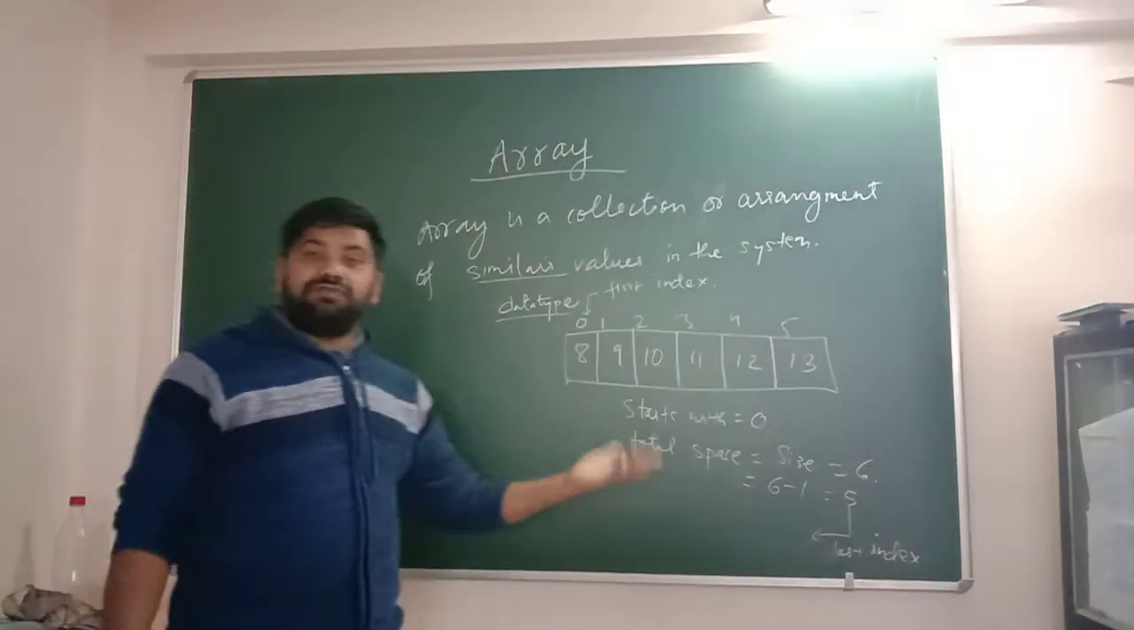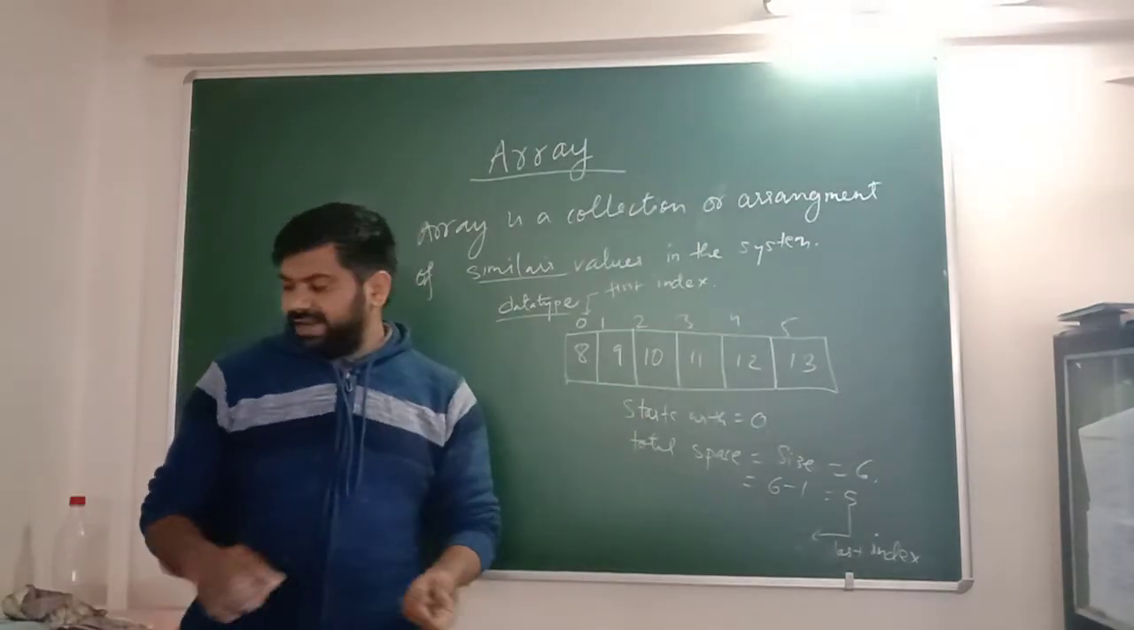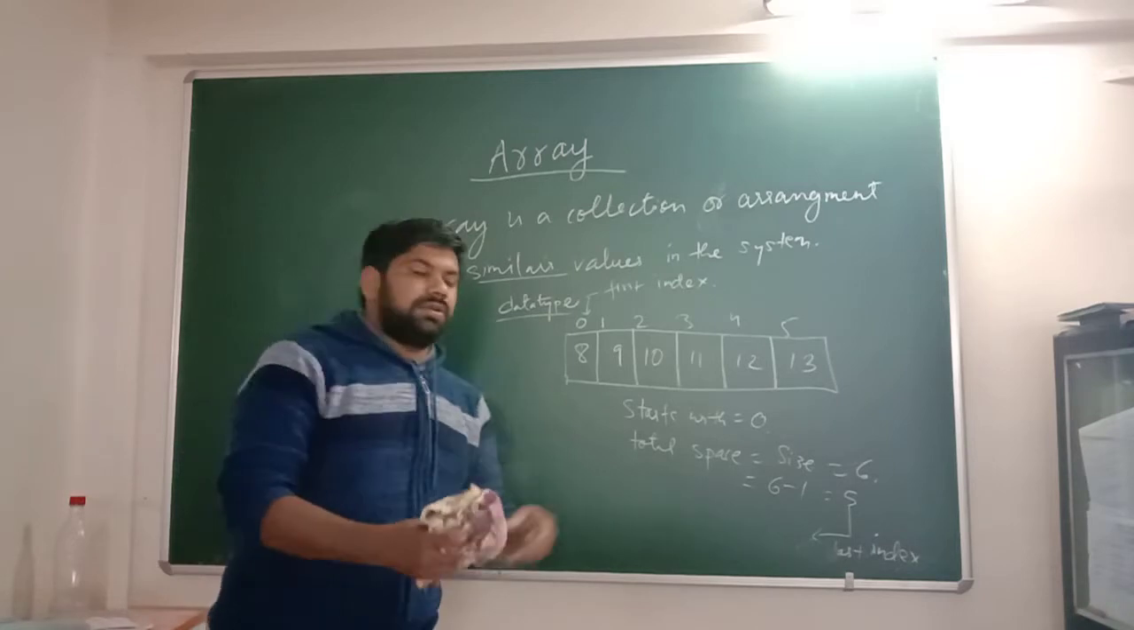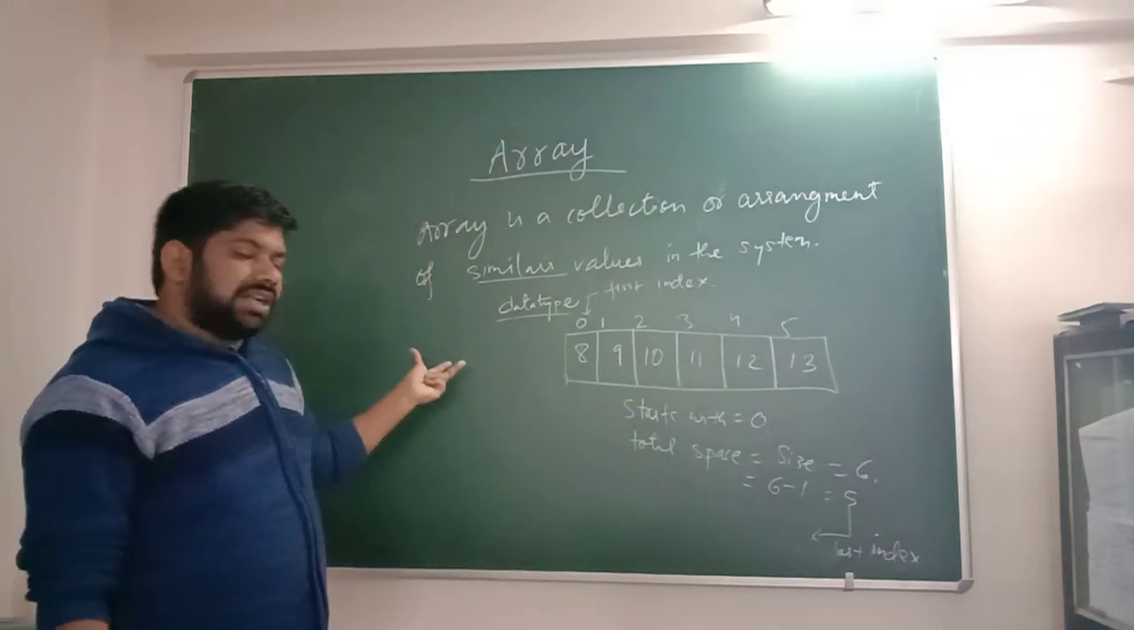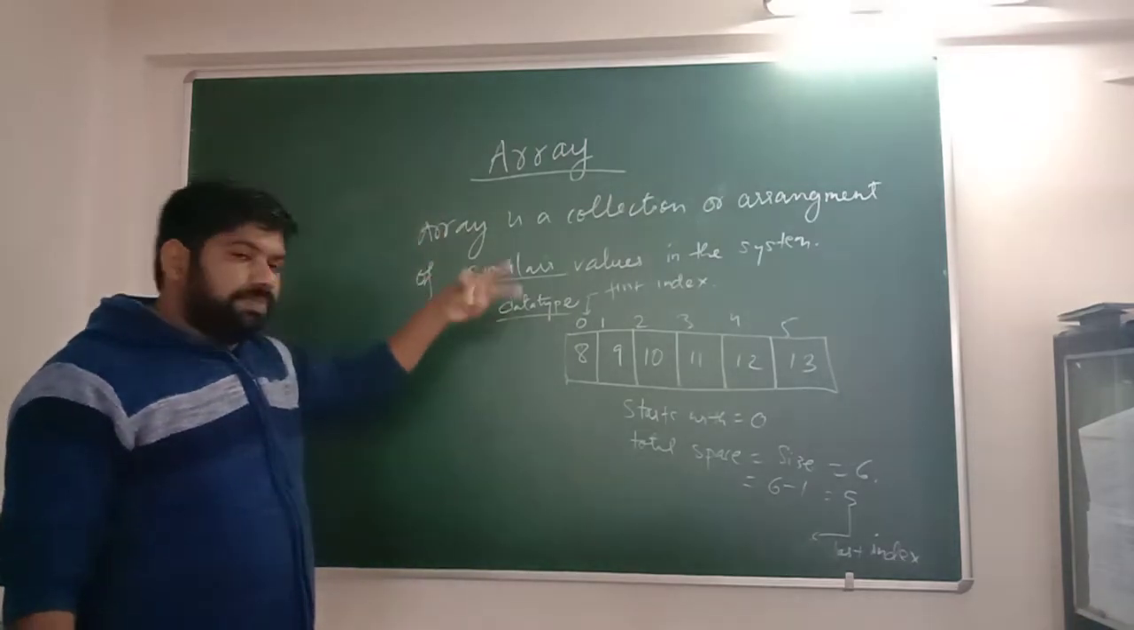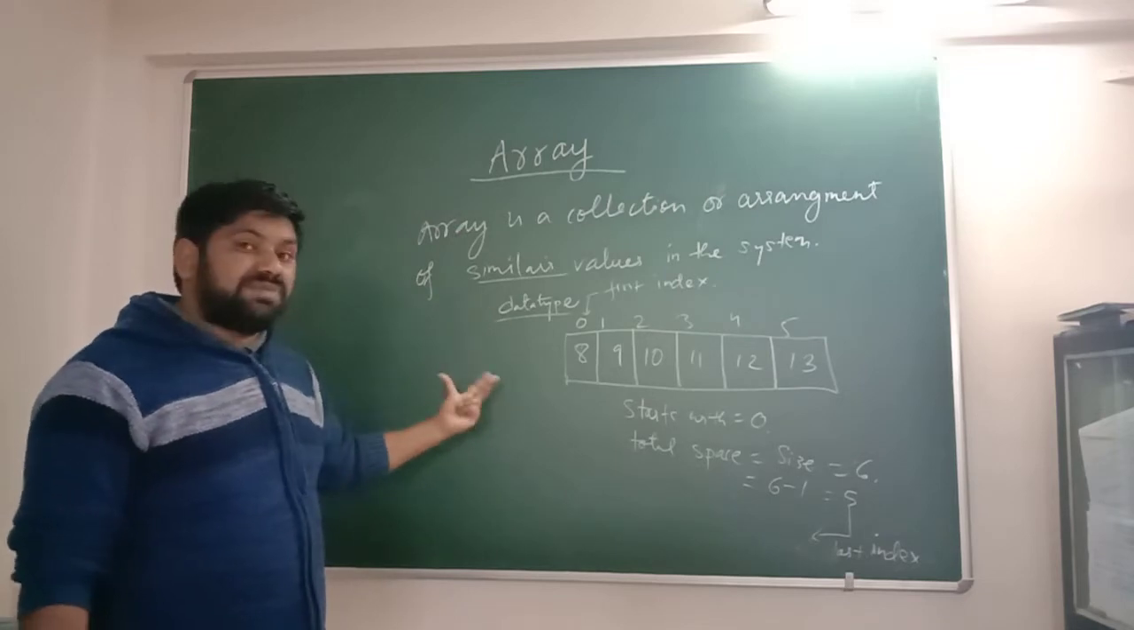So arrays are of two types. There are two different types of arrays. If things are clear, I would like to erase this and we are moving on to the types of arrays.